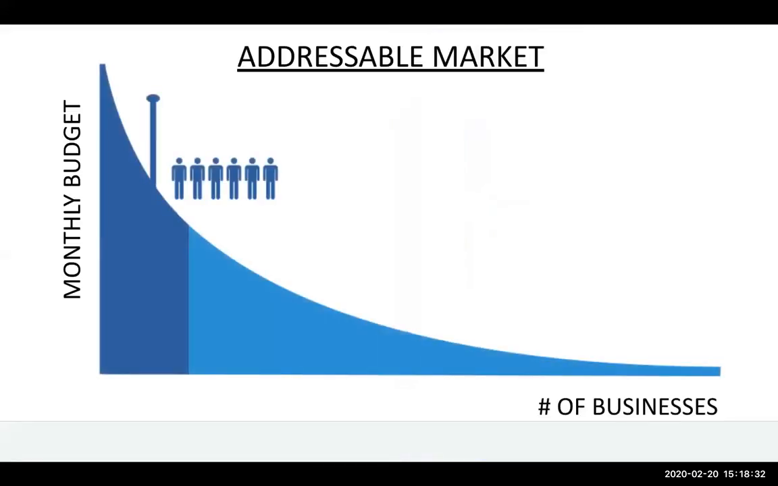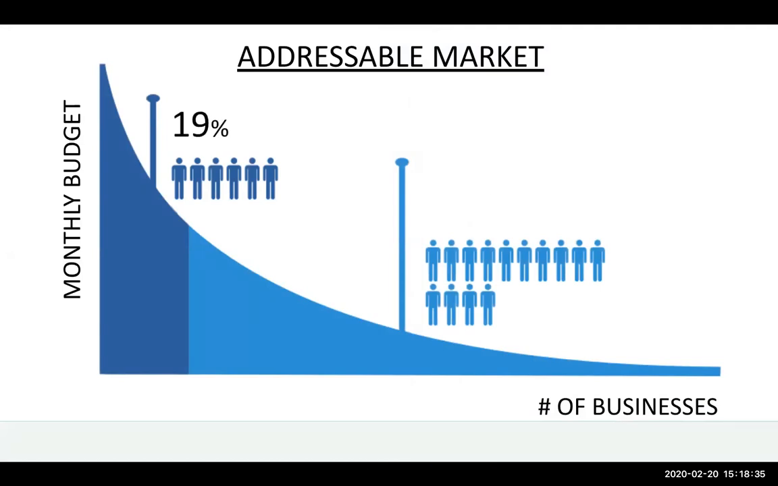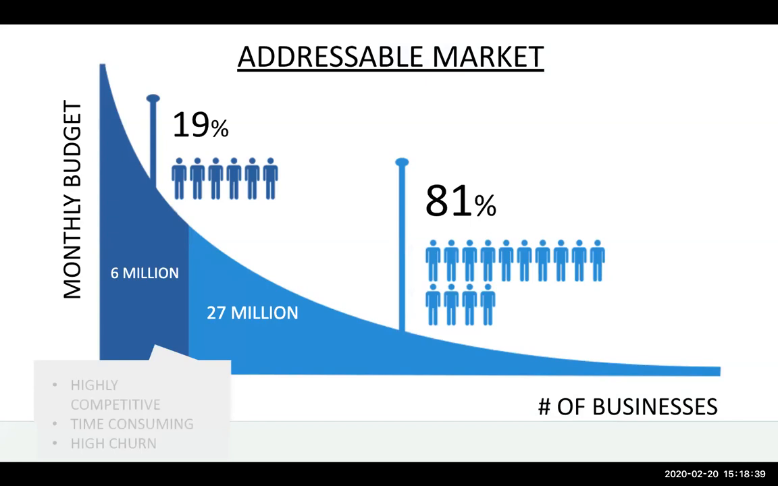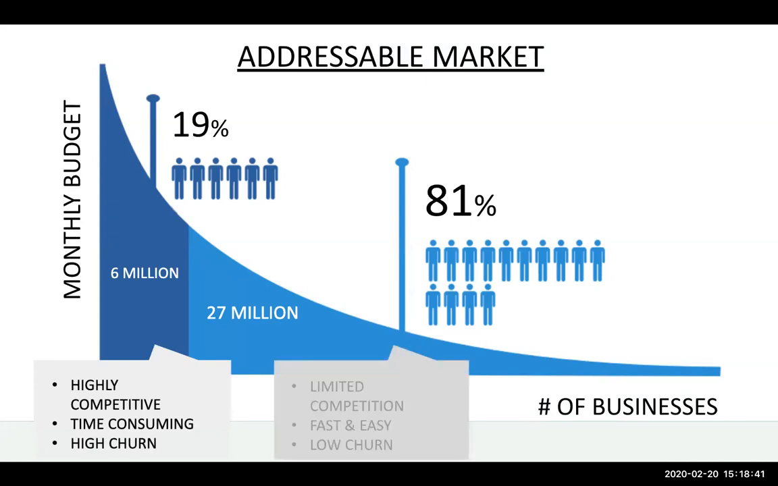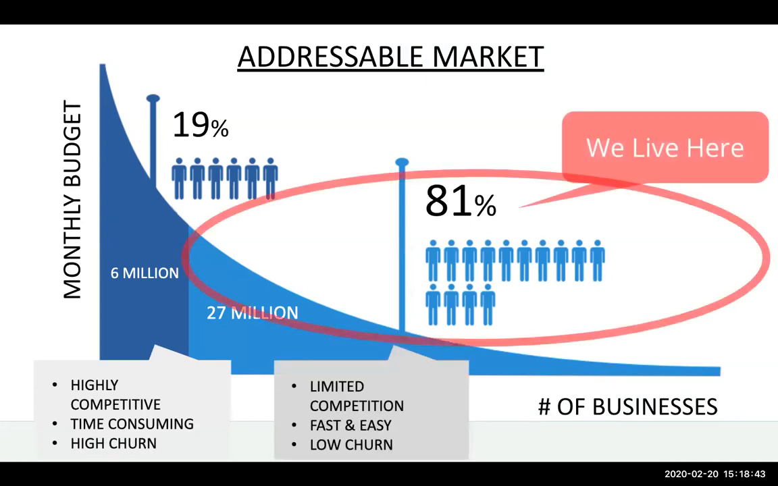So we look at it and say there's an addressable market. 19% of them are the people that all of you are typically going after, right? It's a highly competitive space. It's time consuming to get that customer because the budgets are high. There's a high degree of churn because they always want to see this accountability. They expect, they audit stuff more. They want to talk and they're hiring that service. They're spending a bunch of money and they're concerned about that.